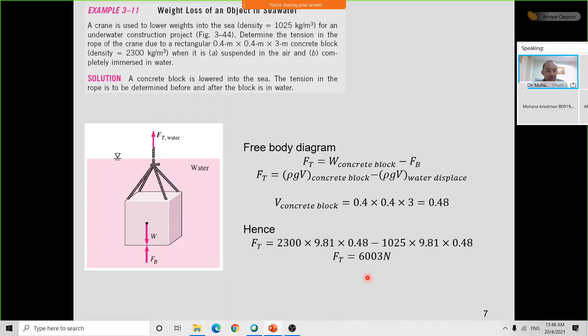Questions on the topic of buoyancy will be included in your midterm test.